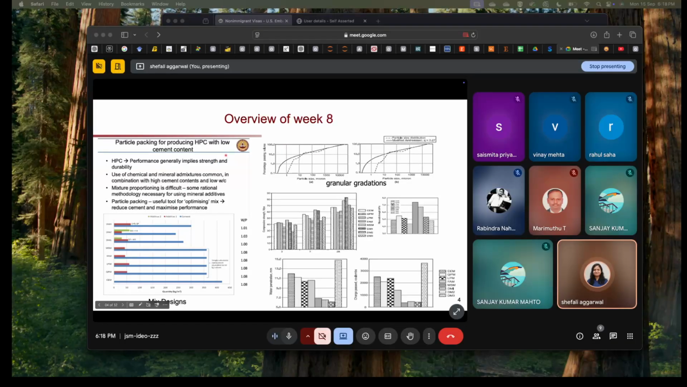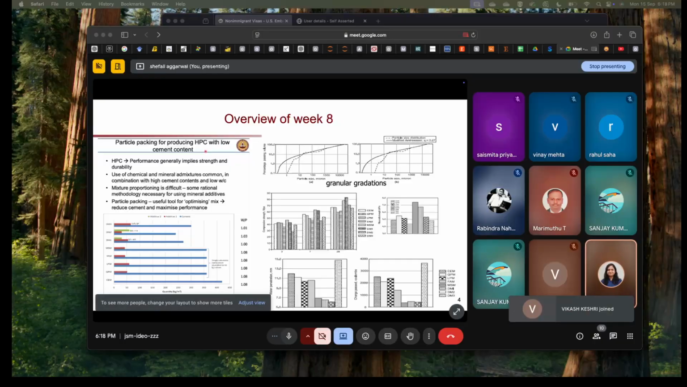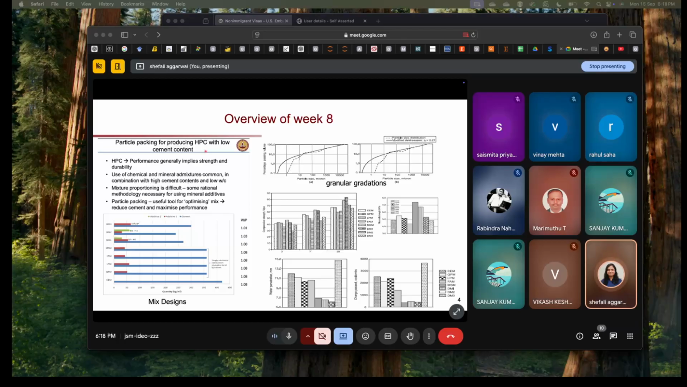So if we talk about particle packing for an HPC system with low cement content, the first important aspect is what exactly we mean by HPC, or high performance concrete. High performance concrete doesn't mean only concrete which will have 150 megapascal of strength. It also means that it should have enough durability. Durability in terms of how we will calculate durability.